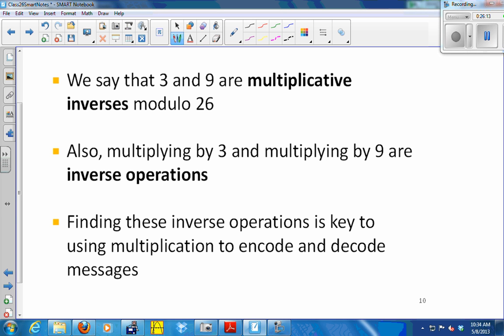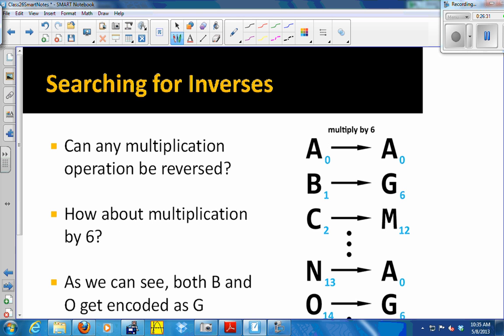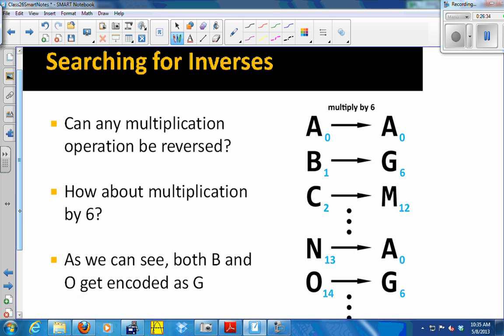Finding these inverse operations is the key to using multiplication to encode and decode. You have to be able to figure out the multiplicative inverse, which, as we just saw, can be difficult and time consuming. If you have to use a really high multiple of 26 plus 1, it can take a while to find it. That makes breaking the code take longer, which is always a good thing.